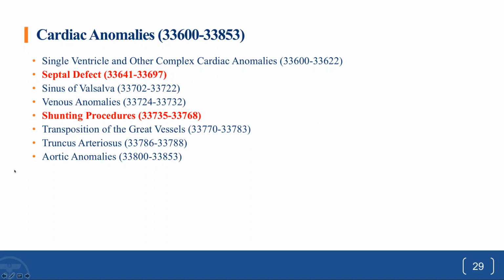Okay. Page 218, those shunting procedures, 33735. I have that highlighted. That means you need to know it. For the shunting procedures, starting with 33735, that should be in the same area, on page 210 at the bottom. And when they're talking about the shunting procedure, make sure you highlight CPT code 33750.